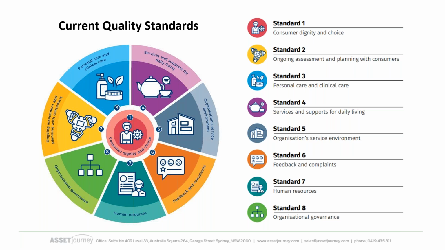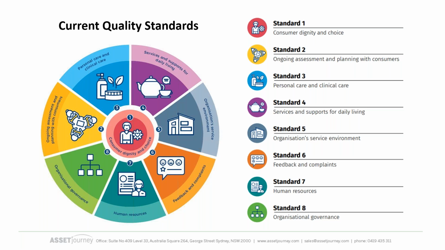So here we have the current quality standards. These came out a few years ago. The 8 standards you can see there. This wheel is probably very familiar to anyone in the aged care world. Consumer dignity, ongoing assessment and planning with consumers, and all the other standards. And this has been the guiding light, you might say, for the quality standards for some time.